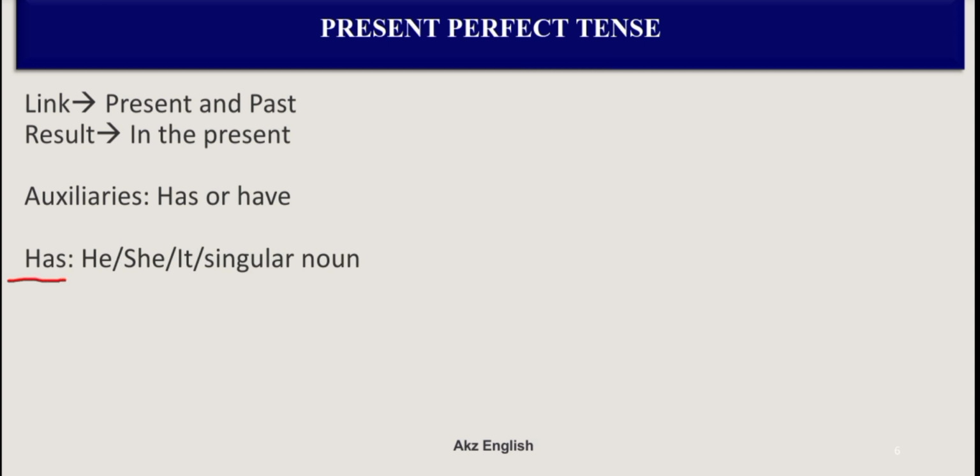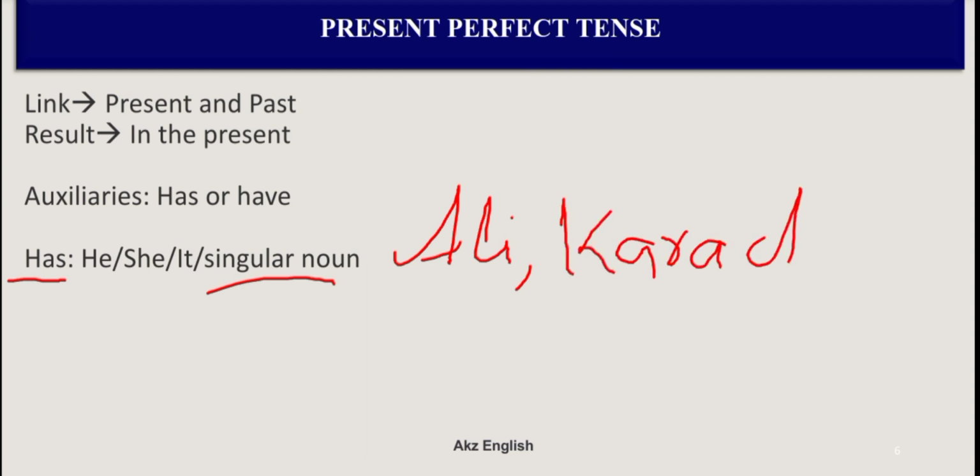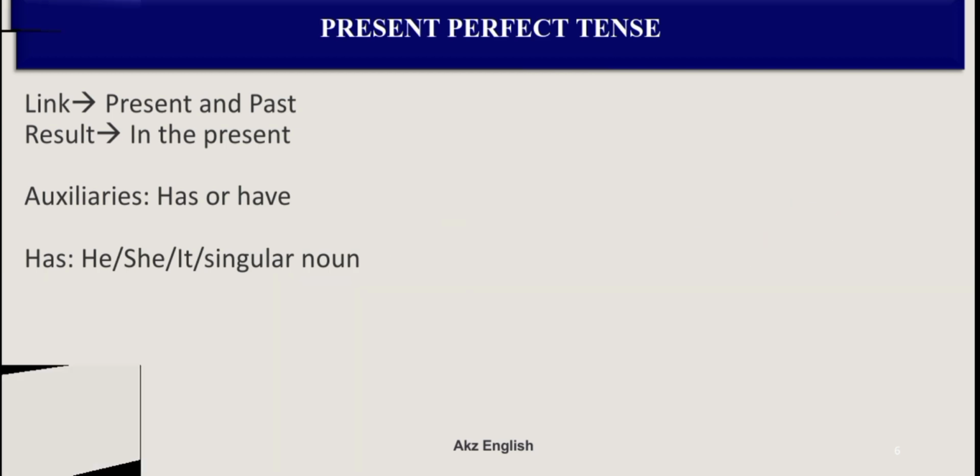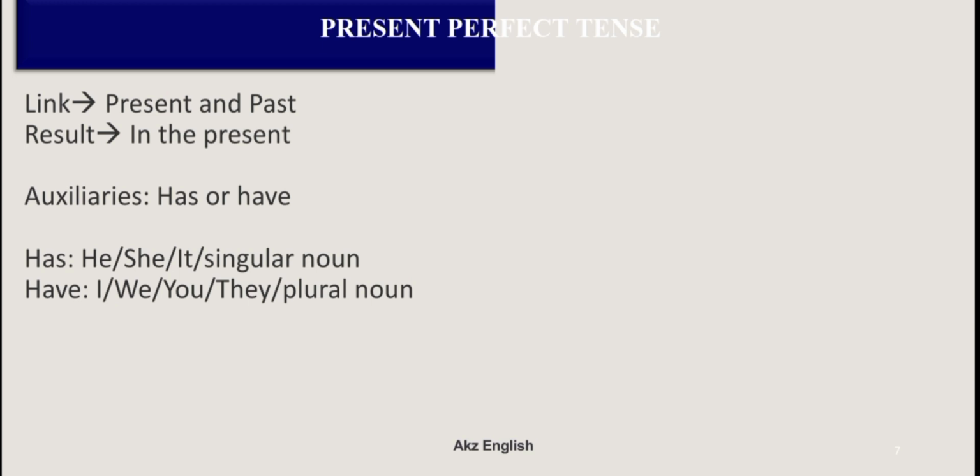Has is used with the pronouns he, she, it, and singular nouns. Singular noun means, let's say, we write Ali, and the same is the case if we write a place like Karachi, or a simple thing's name, we may write a book. So these are called singular nouns. So now we may say Ali has, Karachi has, book has. And the second auxiliary is have. In easy wording, has or have are also called helping verbs of the present perfect tense.